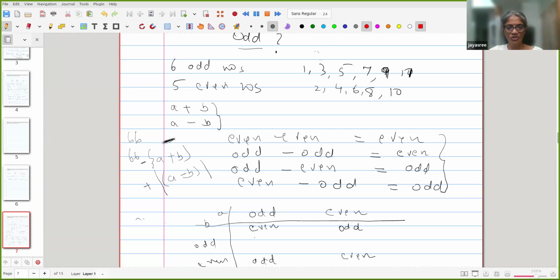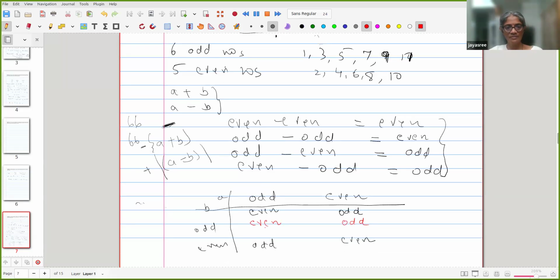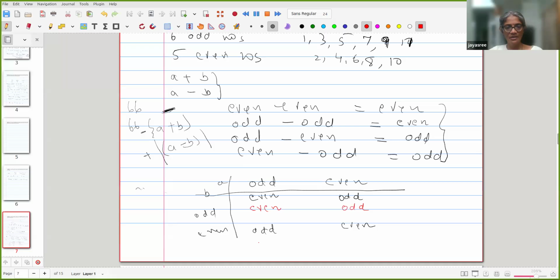A is odd and B is odd, A minus B will be even. One is even and one is odd means the difference will be odd. Here it will be odd and even, difference will be odd, and even and even, difference will be even. Okay. So A plus B and A minus B will always have the same parity.